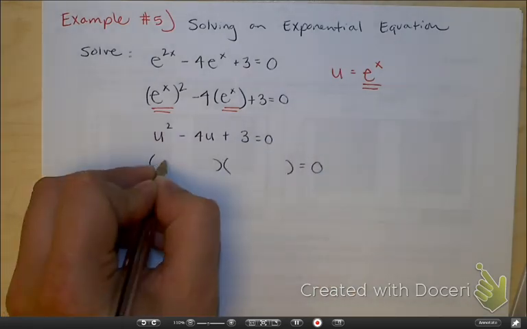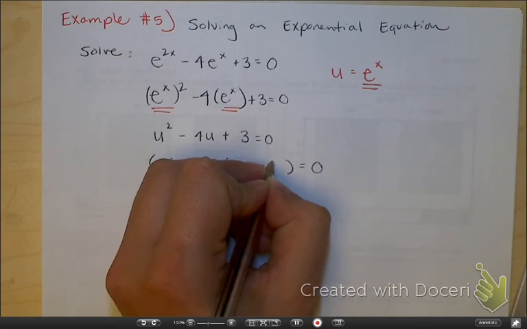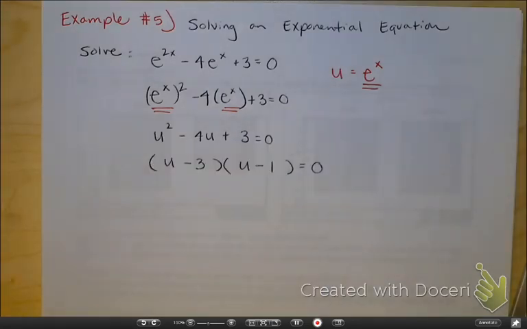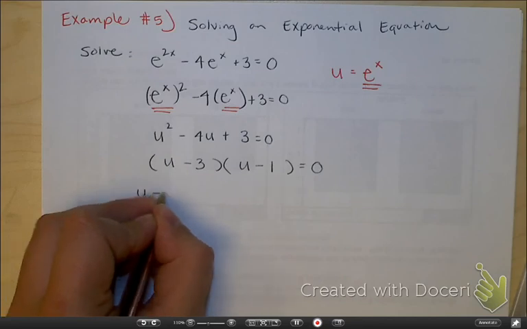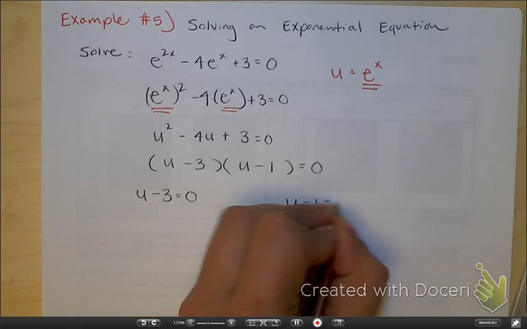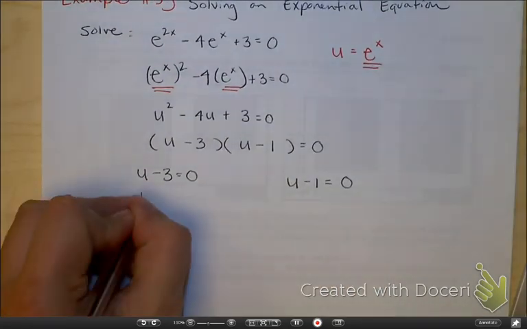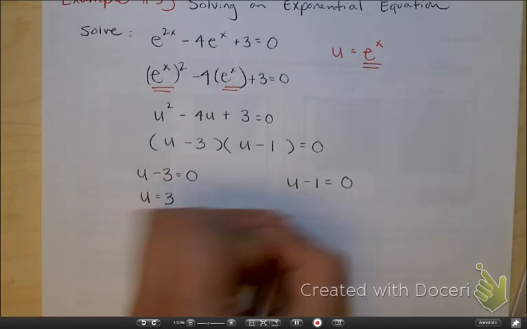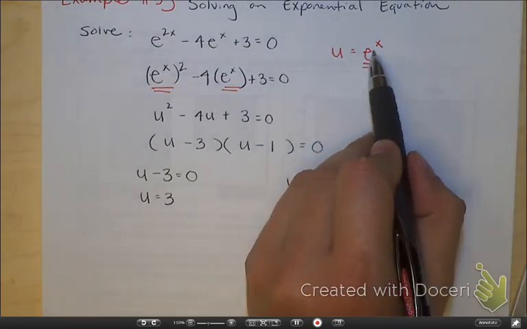So this actually factors. It factors to u minus 3 times u minus 1. And if I use the zero product property, I can set each of these equal to 0. So I can say u minus 3 equals 0, and u minus 1 equals 0. And if I solve both of those equations, I get u equals 3, and u equals 1. And obviously, I hope it's obvious, we can't leave our answers like this because we know that u equals e to the power of x.